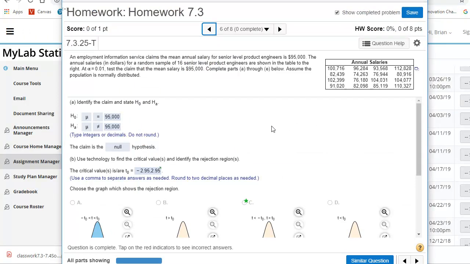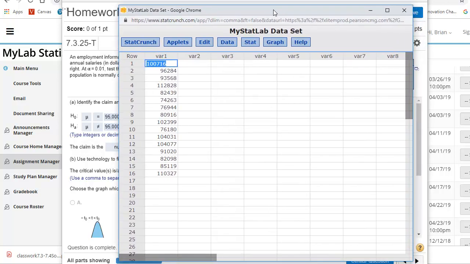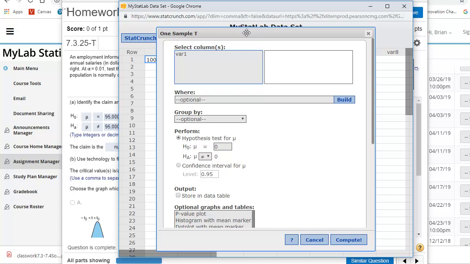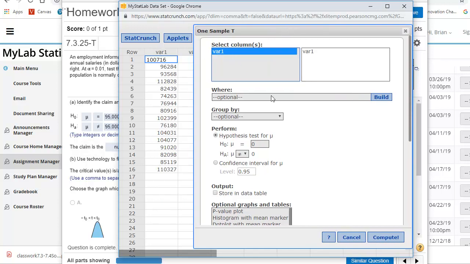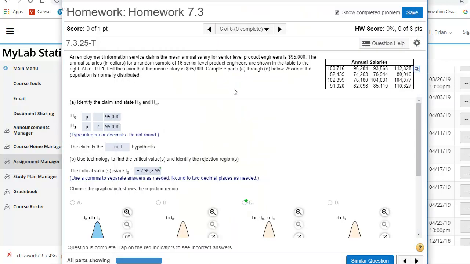Now real quick, let's suppose that I'm not given the summary statistics. I'm not told in the verbiage of the problem what the sample mean and sample standard deviation are. Let's suppose I'm given the raw data. I'm going to come over here to the right, click to open in StatCrunch, and it'll provide the data for me in a column. I would click Stat, go to T-Stat. I have one sample, and this time I have the data. The data is in the column var1, so I'm going to click that, and then I'm doing a hypothesis test. For this particular problem, where's the claim? The claim is that the mean salary is $95,000.